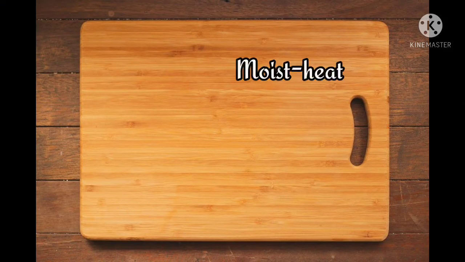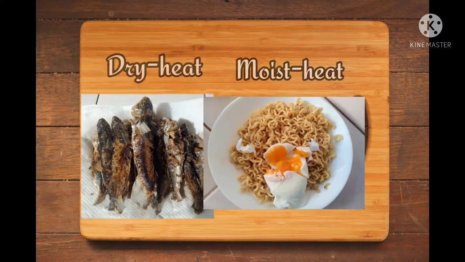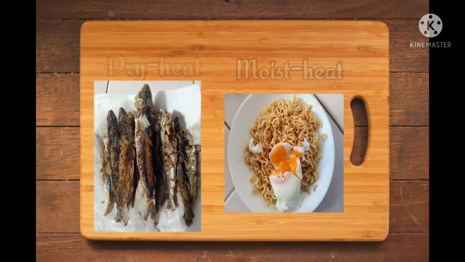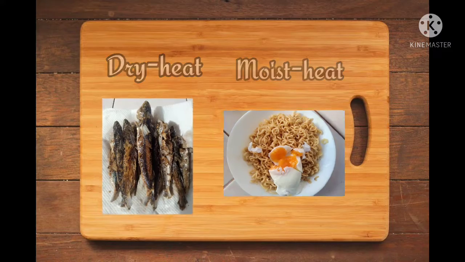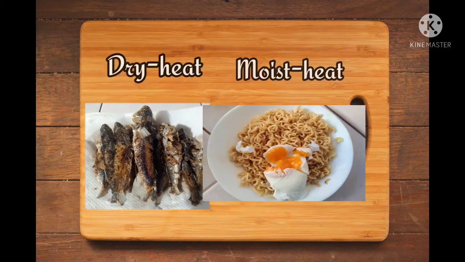Those are the examples of the two different cooking methods. I chose this recipe because it is one of the best examples for the two different cooking methods, the dry heat and the moist heat. Aside from that, I only spent a little amount of money needed for the recipe.